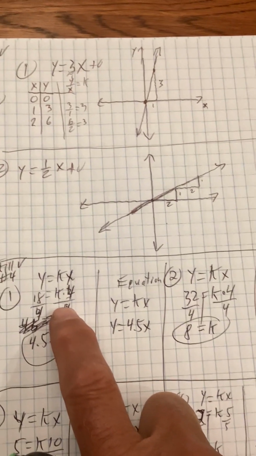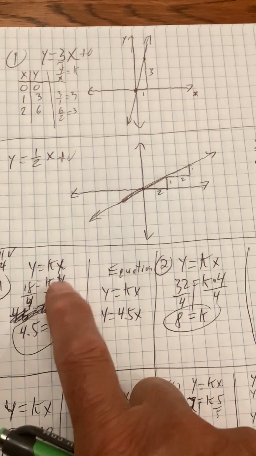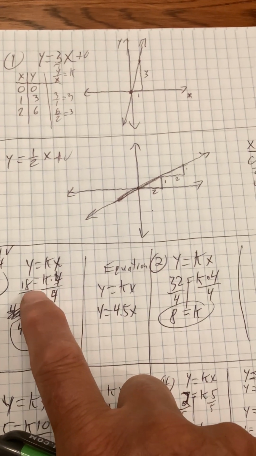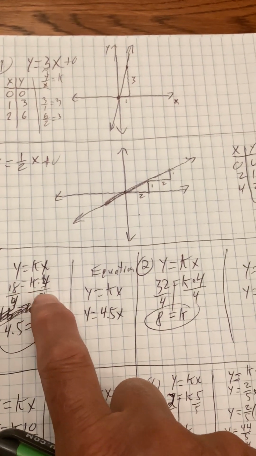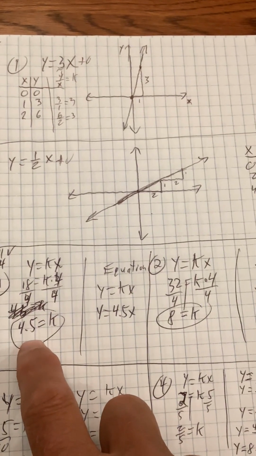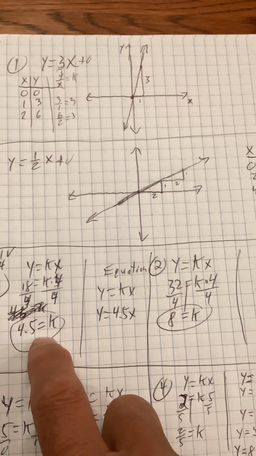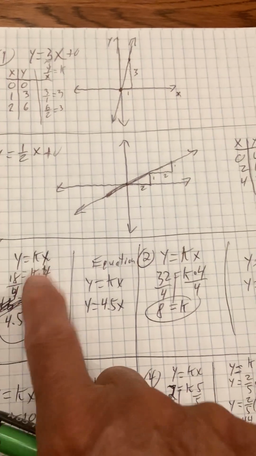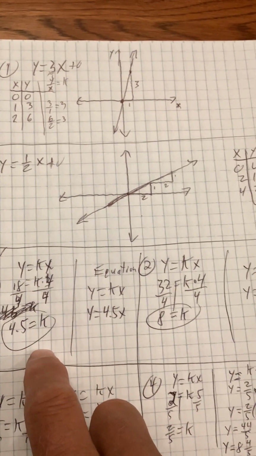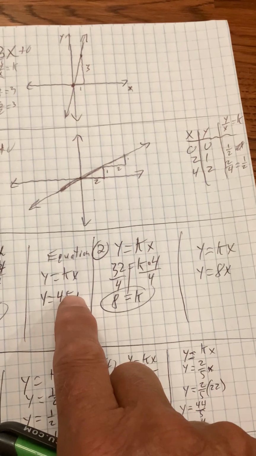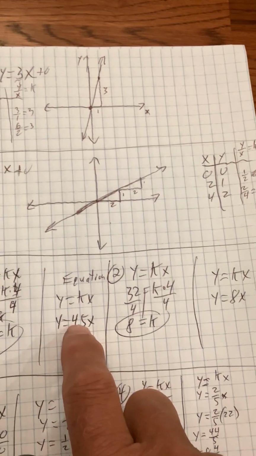First off, find k. So y equals kx. So I'm just going 18 equals k times 4. Divide both sides by 4. K equals that. So just plug it in and solve. And here's my equation. They didn't ask for the equation, but that'd be my equation.